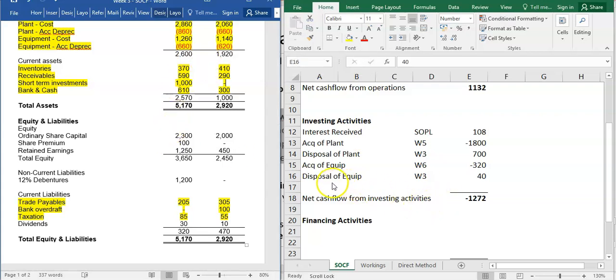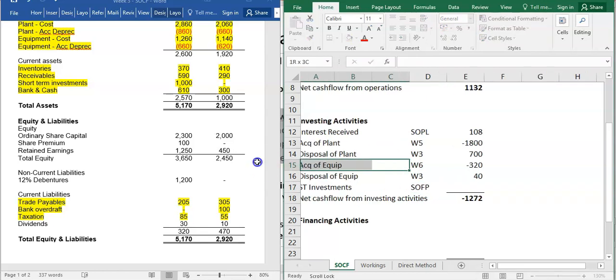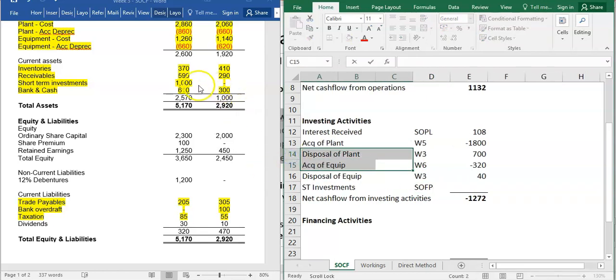So what we're looking at then is the investment, short-term investments. You don't really need a T account for this. It's quite straightforward. I just say the SOFP. And be careful now about your positive or negative signs. So you've essentially increased your investments year on year. You've debited short-term investments and you've credited bank. So this is an outflow.